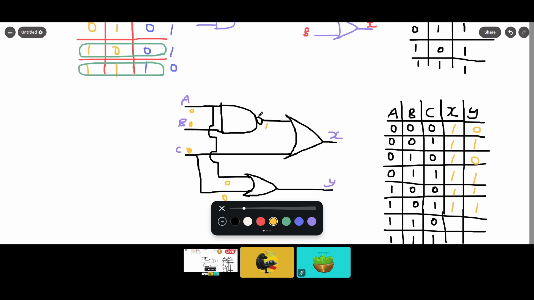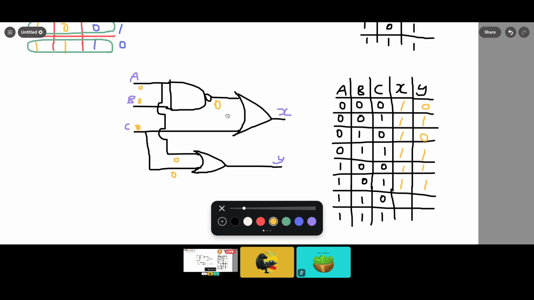For the NAND gate, okay? So this is actually going to be 0. And C is 0, so X is going to be 0.